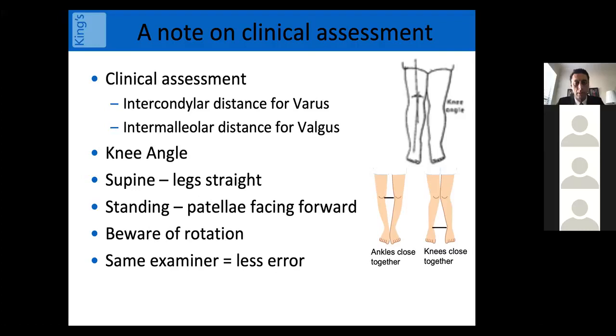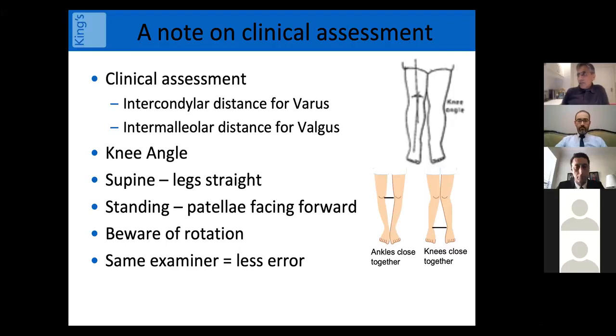For clinical assessment, if you want to document periodically, intercondylar distance for varus and intermalleolar distance for valgus is very important. Make sure that the same person measures it, then the error is less. When measuring intercondylar distance, make sure that the ankles are together. When measuring intermalleolar distance, the knees are together and the limbs are not rotated.